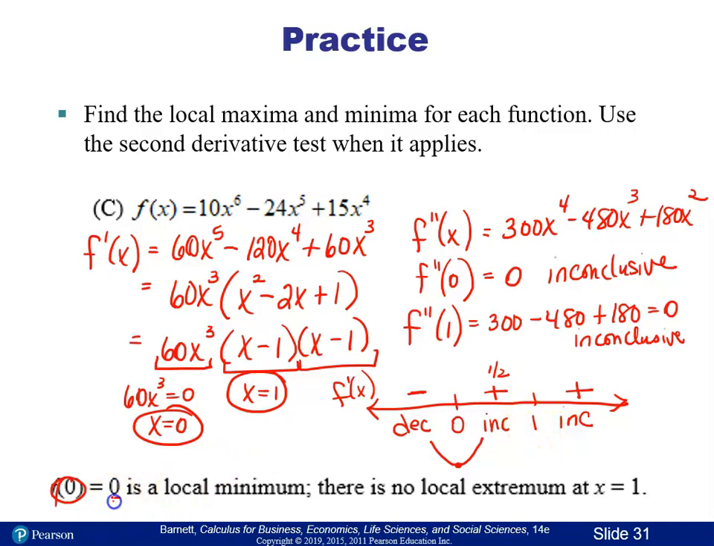And as far as coming up with this value here, I'm just going to plug the 0 into that function, and I'm going to get 0 out, and that gives me this value.